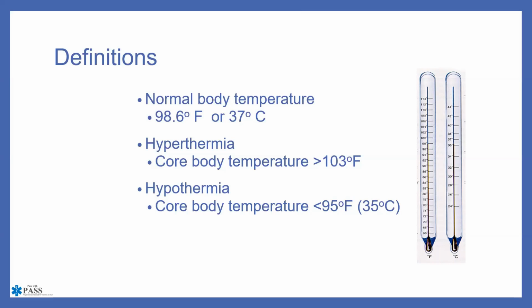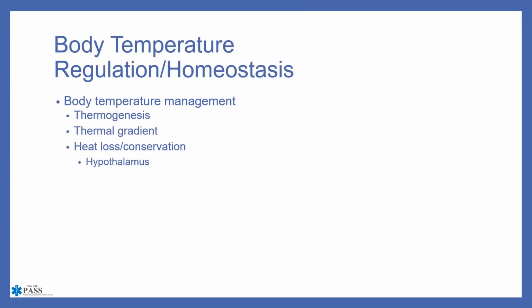Hypothermia is considered a core body temperature of less than 95 degrees Fahrenheit. Another important factor with hypothermia is you lose your ability to shiver at that point. So if they're less than 95 degrees Fahrenheit, they don't have their ability to shiver, and we shiver to generate movement, which generates heat. So how do we regulate or create homeostasis?